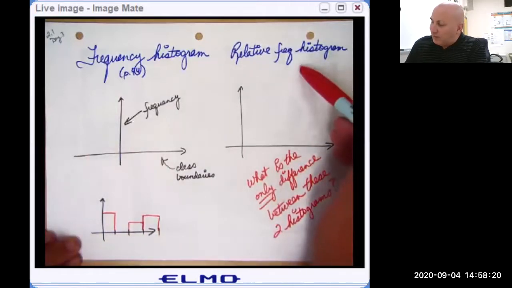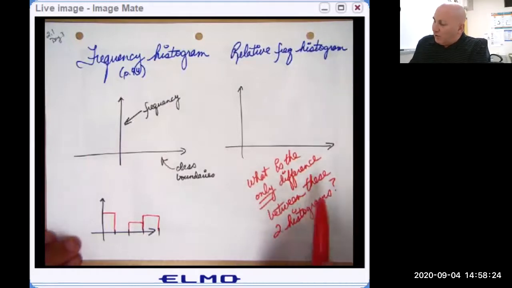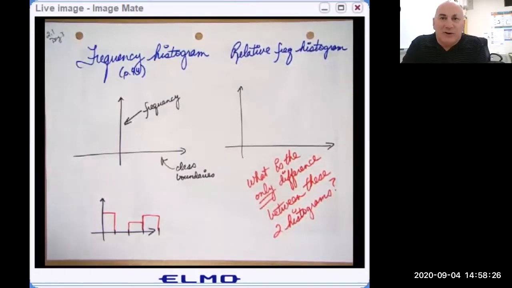There's also a relative frequency histogram. What is the only difference between those two histograms? There's only one. Okay, if you can't answer that right now, be sure to raise your hand in class and get that clarified.